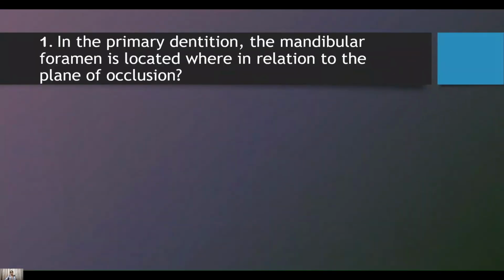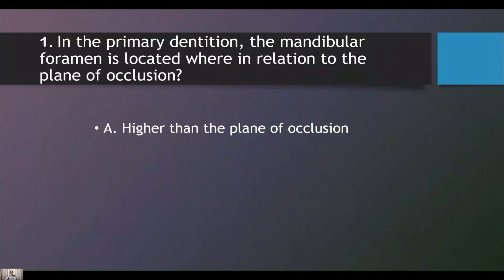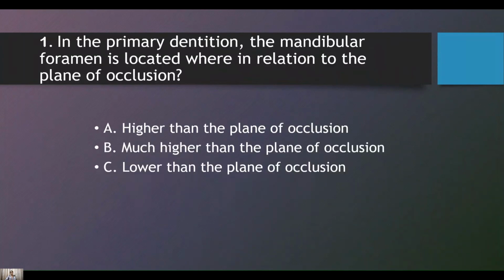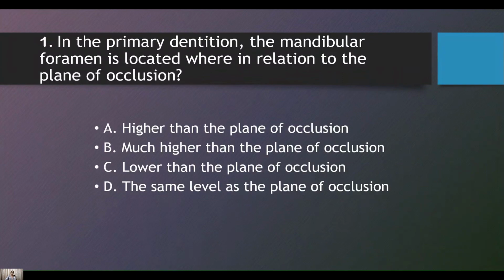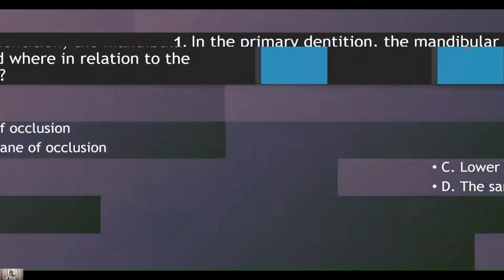In the primary dentition, the mandibular foramen is located where in relation to the plane of occlusion? Is it A, higher than the plane of occlusion, B, much higher, C, lower, or D, at the exact same level? The correct answer is C, lower than the plane of occlusion.